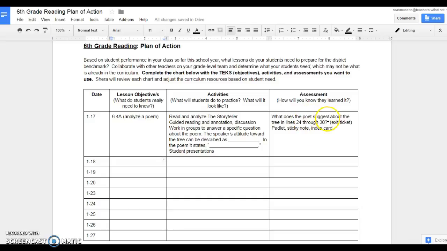What does the poet suggest? So again, I'm using those STAAR question stems, but I'm not just giving them a multiple choice question. I really want to see if they understand. So this is what I'm looking for.